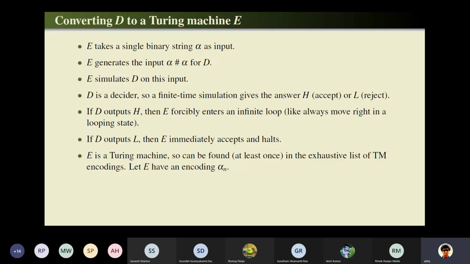And we have seen that we have all possible encodings of Turing machines as row headers. There are no other Turing machines. So E is a Turing machine, so it will appear. Agree? Okay, so let's say, again, the encoding of E is not necessarily unique, but pick any encoding of E and let us call it alpha n. For some n, it will have to happen.